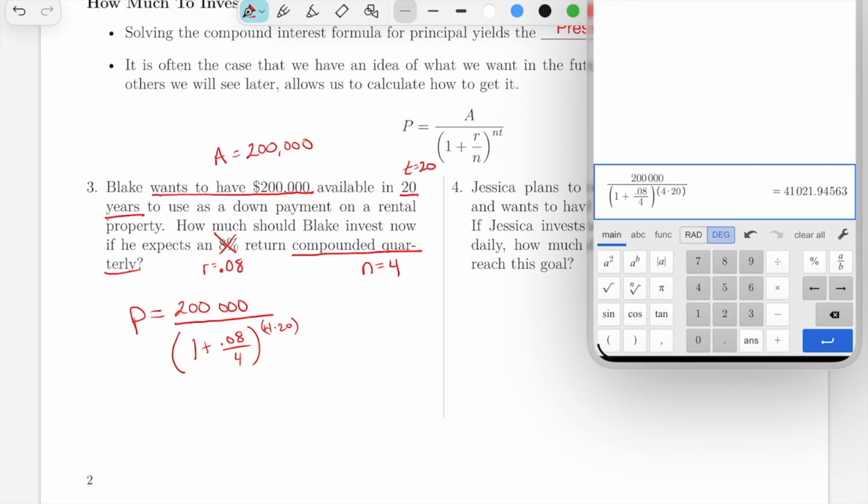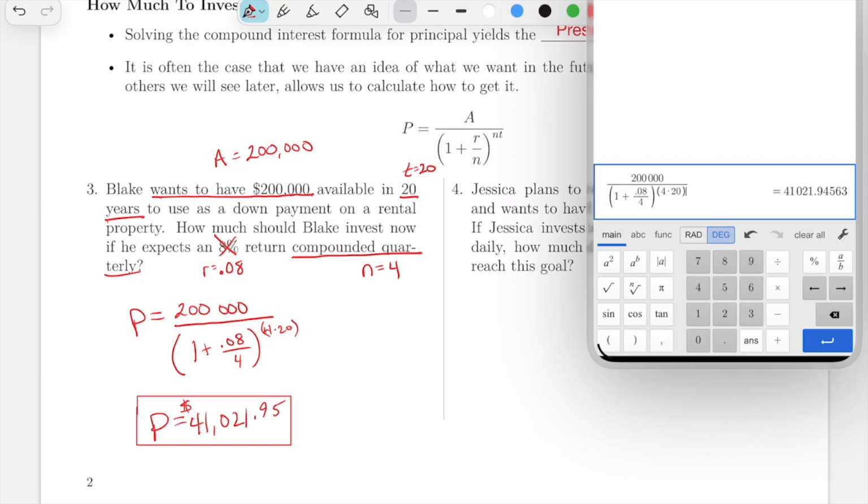Notice now that we have a much different answer. This is the final amount. This is, I shouldn't say the final amount. This is the amount he needs to invest in order to end up with $200,000. If Blake puts away $41,021.95 in an account that earns about 8% interest compounded quarterly, then in 20 years, he'll have $200,000 available to him for this investment property.